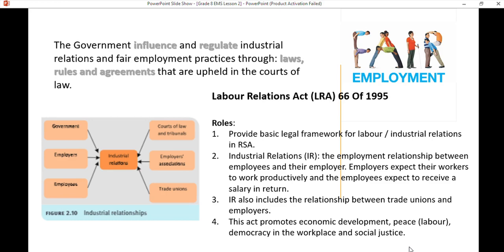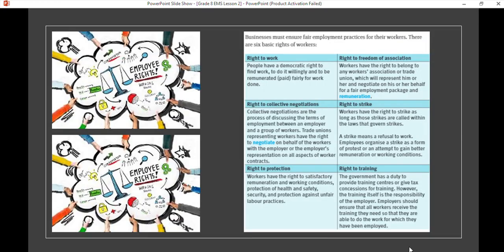Okay, so IR, as I said earlier, is the employment relationship between employees and their employer, where employers expect their workers to work productively, and the employees expect to receive a salary in return. IR is also the relationship between trade unions and employers, and the government wanted to promote economic development, labor peace, democracy in the workplace, and social justice with this act.